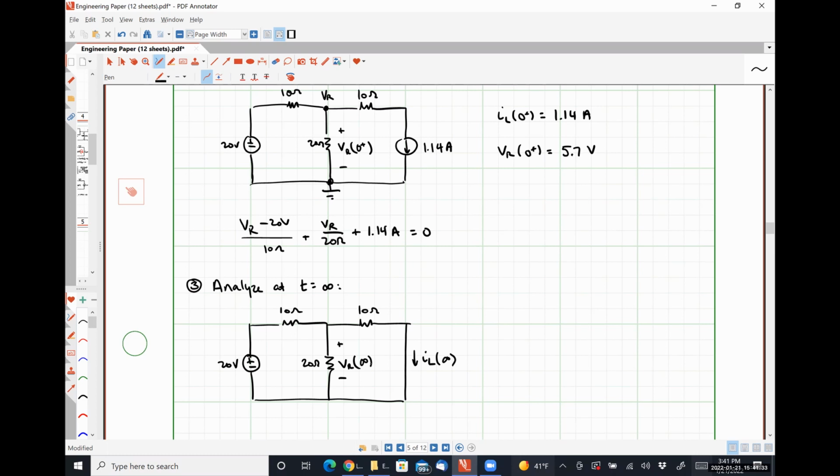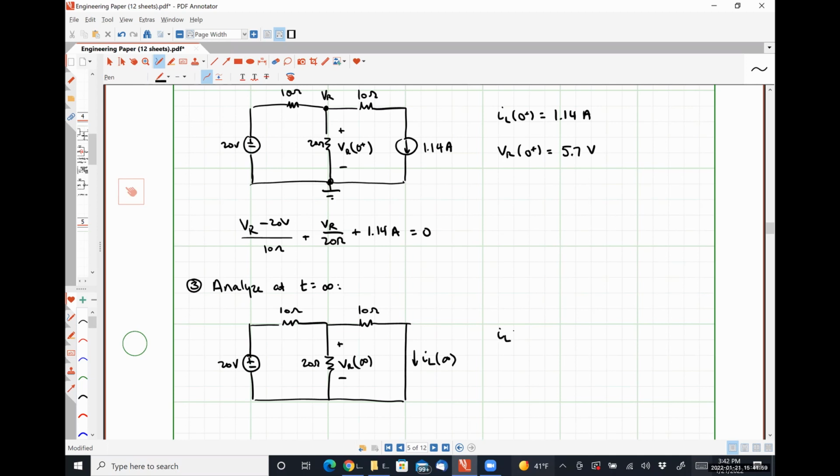Absolutely, yeah. So t at infinity, that represents a DC steady state condition. It has nothing to do with this circuit in particular. That's a general thing. At infinity, it doesn't matter if the switch is open or closed. We're at DC steady state, so all inductors look like short circuits and all capacitors look like open circuits.